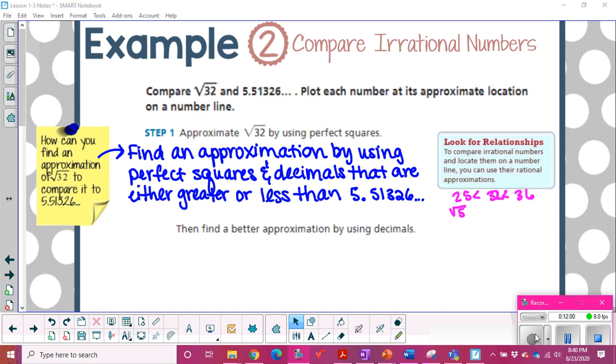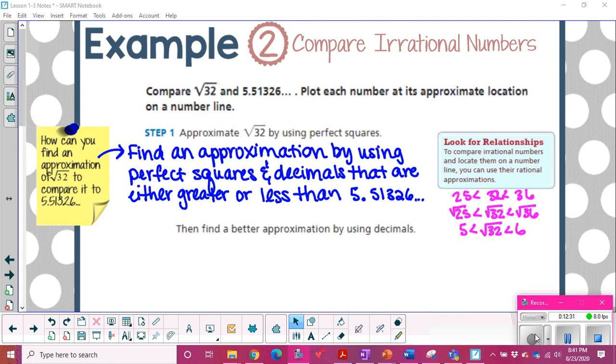Okay, so we know that this is in here. The square root of 25 we know is 5. So we know the square root of 32 is in between, so I'm just going to rewrite this for y'all real quick. The square root of 32 is between 5 and 6.